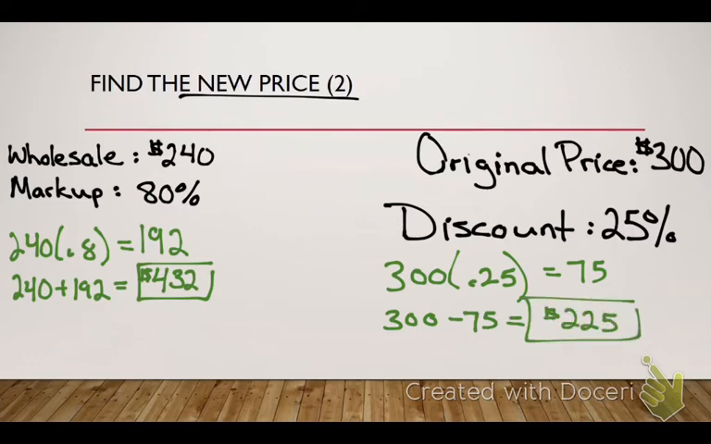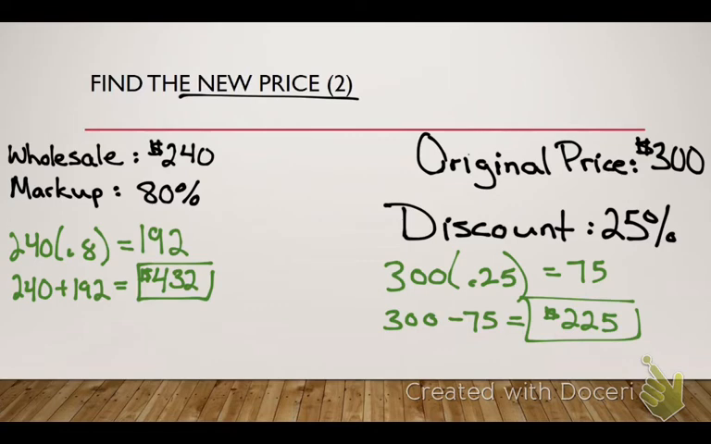What is the other way that I could do to solve for this problem? Subtract 25 from 100, and what do you get? 75, which is 0.75. What is 300 times 0.75? $225. Okay? You can totally solve it that way, although it's not my recommended method, you can definitely solve it that way if you wish.